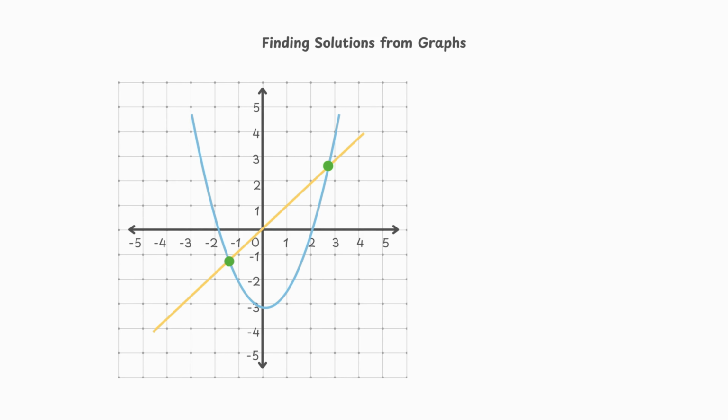Now, let's begin by looking carefully at this graph. We can see two different graphs on the same set of axes. The first graph is a curved line. This is a quadratic graph. The second graph is a straight line. This is a linear graph.